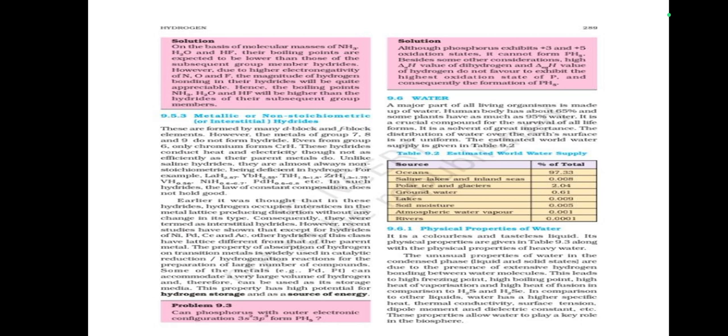Estimated world water supply. Source: oceans 97%, saline lakes and inland seas 0.08, polar ice and glaciers 2.04, groundwater 0.61, lakes 0.009, soil moisture 0.005, atmospheric water vapor 0.001, rivers 0.001. Physical properties of water. It is a colorless and tasteless liquid. Its physical properties are given in table 9.3 along with the physical properties of heavy water.